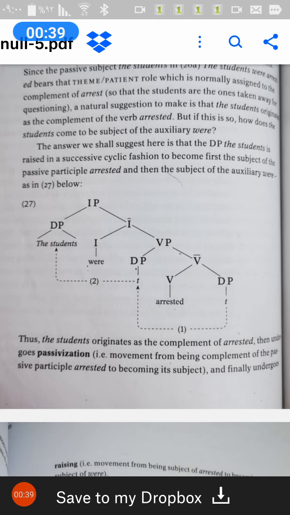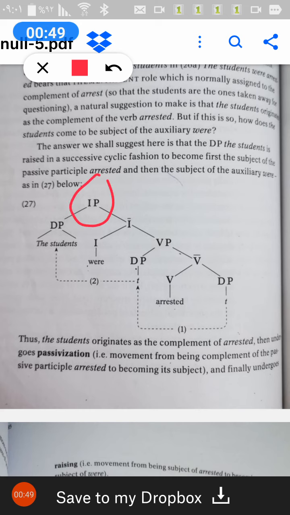But now we study passivization from the transformational perspective, or specifically from the minimalist point of view. Look here in example number 27. So we have a passive sentence here: The students were arrested. The students is the subject, were is the auxiliary, and arrested is the past participle.